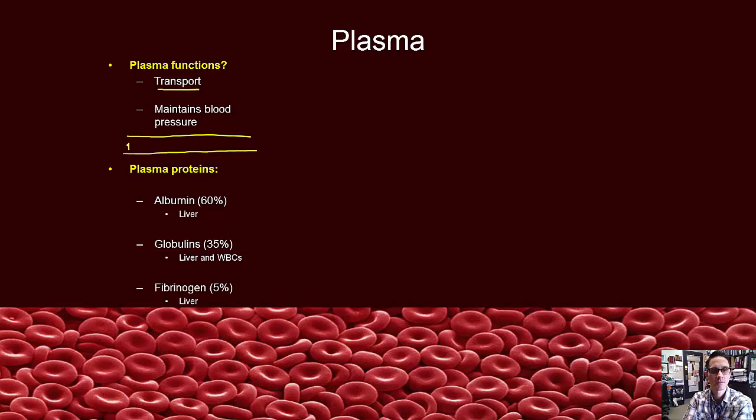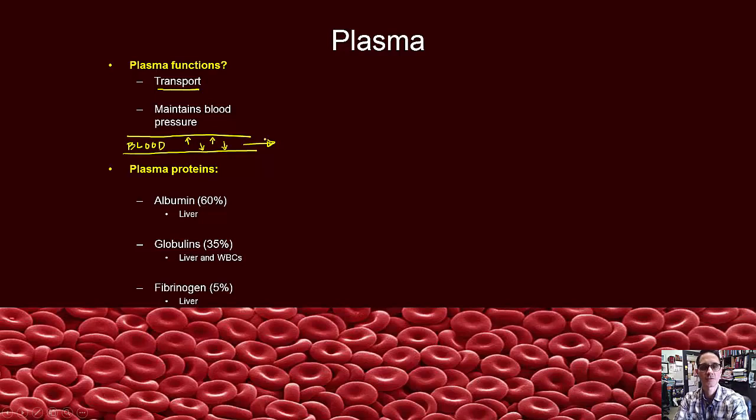We know that we have blood that flows through our blood vessels, right? And that blood is largely water, and that fluid is going to exert a pressure on the walls of the vessels. This pressure is important because we need to maintain that pressure in order to keep blood flowing in a forward direction.